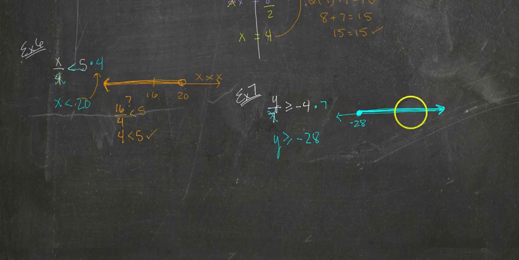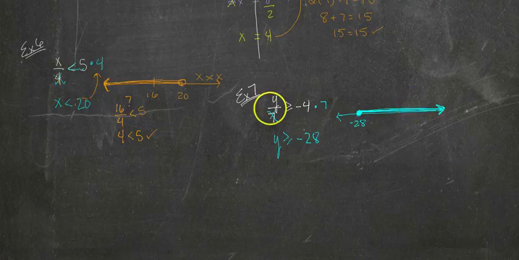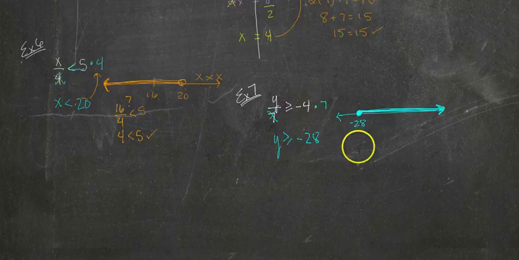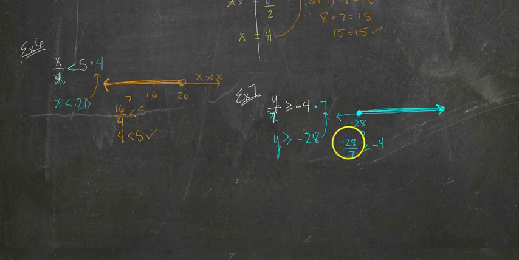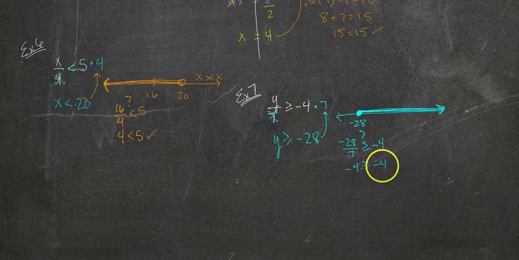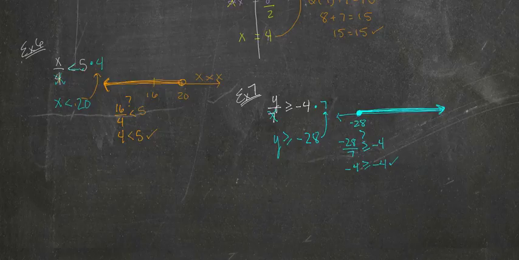I could choose 0. 0 divided by 7 is 0. Is 0 bigger than or equal to negative 4? Yes, it is. I could choose all of them or any of them. Let's check this one by just checking the boundary. So let's say negative 28 divided by 7 is greater than or equal to negative 4. Is this true? Negative 28 divided by 7 is negative 4. Is negative 4 greater than or equal to negative 4? Well, sure, because it's equal to. So that is a true statement.